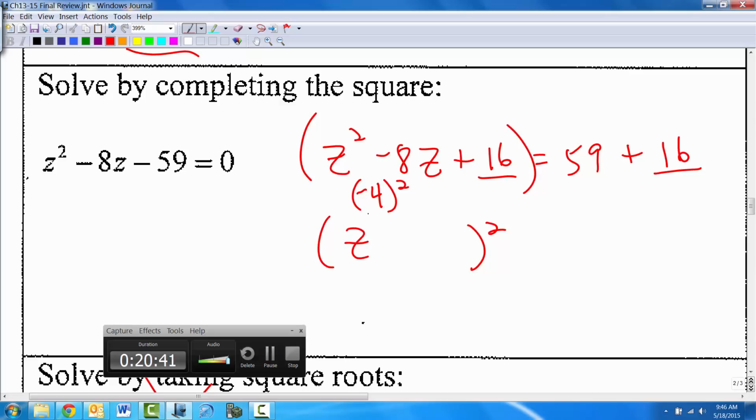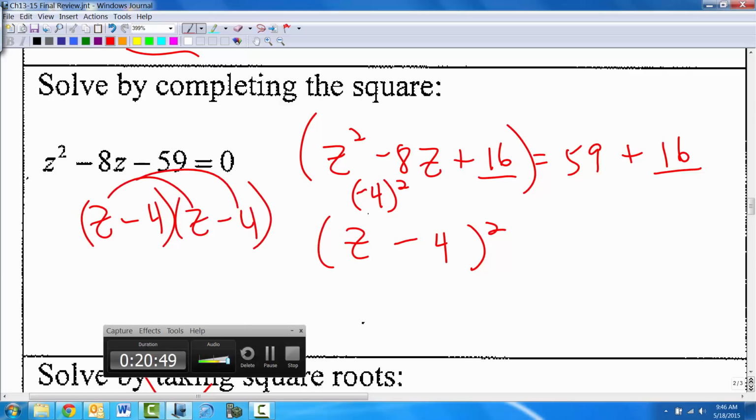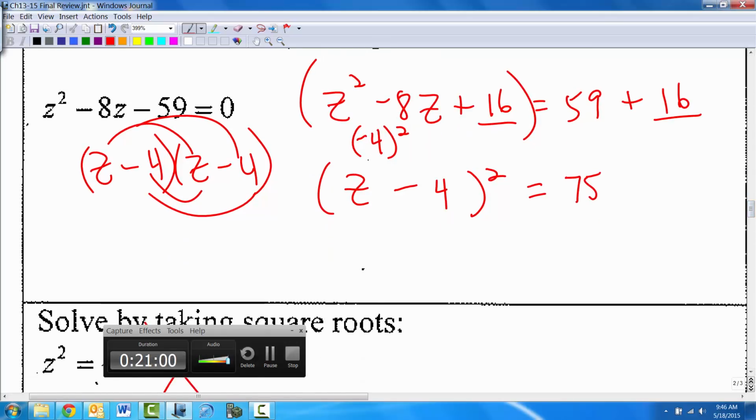So this becomes z minus 4 times z minus 4. You made it happen. You made a perfect square trinomial occur. Okay, boom, boom, boom, boom. That would end up being this. Good FOILers, good factors again. 59, 69, 75 goes here. And I'm going to complete this off, as far as how complicated this gets.